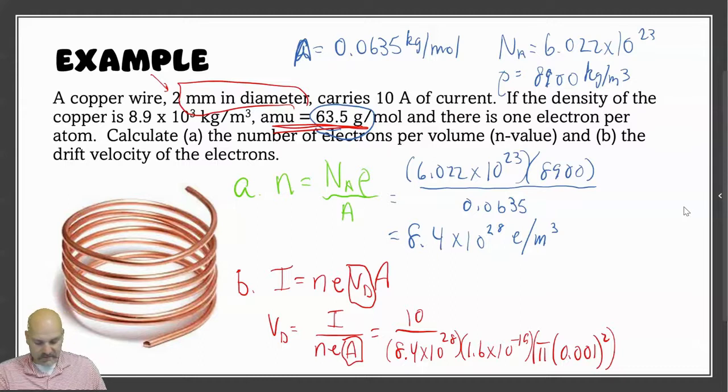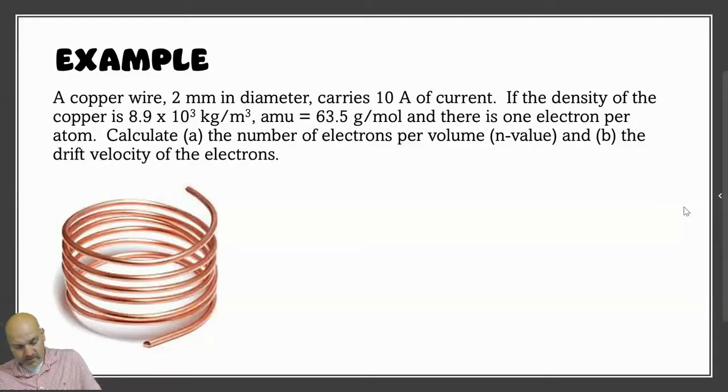So we're going to say 10 divided by 8.4 times 10 to the 28th times 1.6 times 10 to the negative 19 times pi times 0.001 squared. And we get a drift velocity, so how fast these electrons are moving, of 2.4 times 10 to the negative 4th meters per second. So they're not moving very fast.